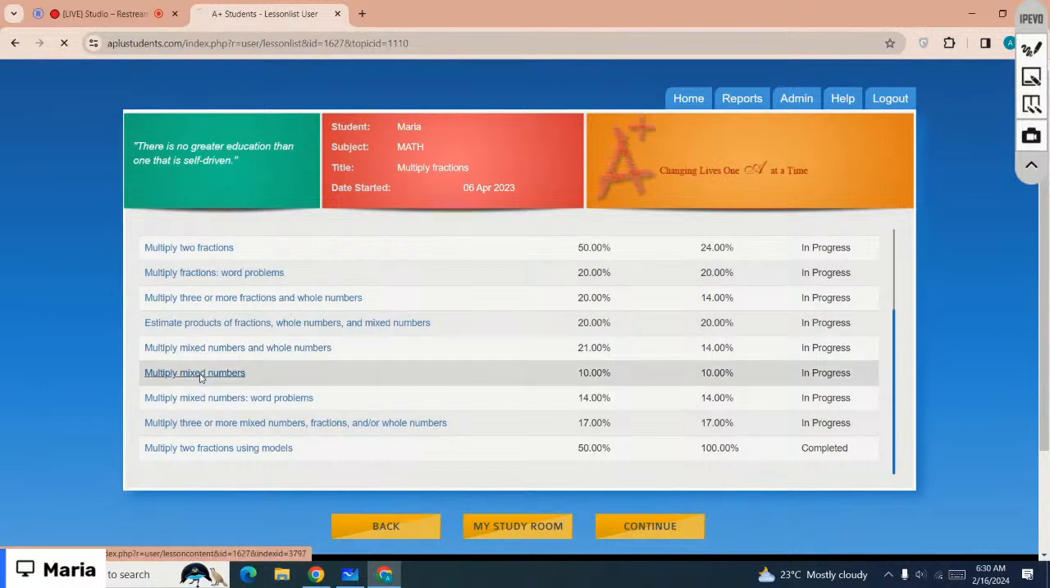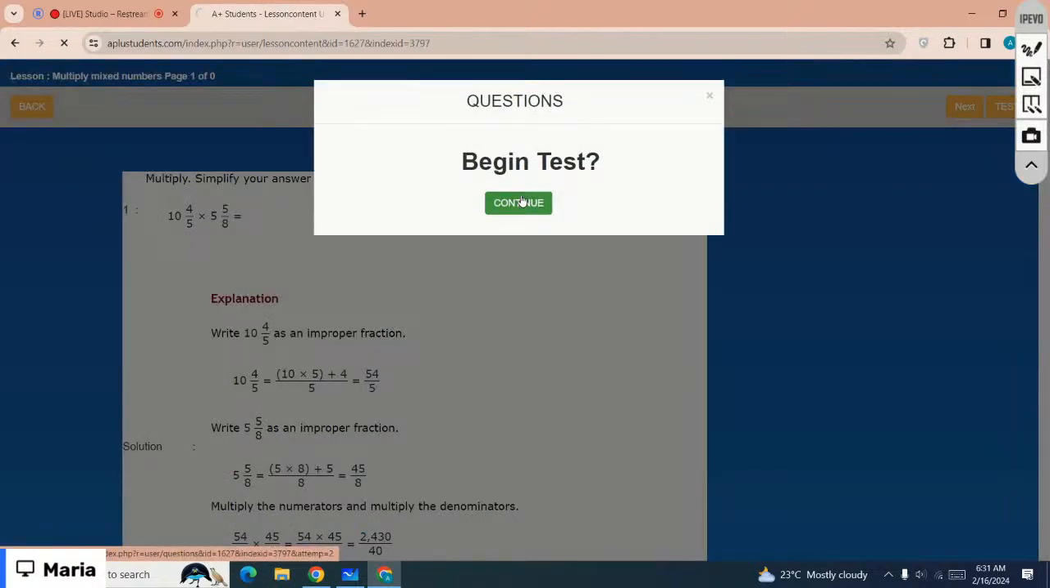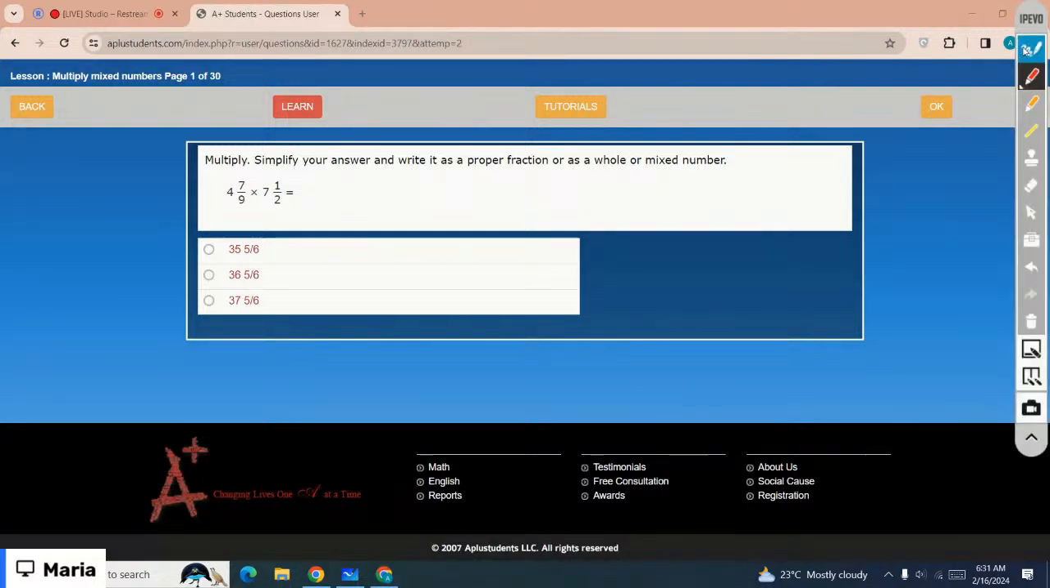Multiply mixed numbers. The one we have just done is multiplying mixed numbers and fractions. Now we are going to learn how we multiply mixed numbers. Multiplying mixed numbers is exactly the same as multiplying two fractions, because the first thing is you need to convert these mixed numbers to improper fractions, right? So start with the first one, that is 4 whole 7 over 9 times 7 whole 1 over 2. Just convert them both into improper fractions and multiply like you do fractions.